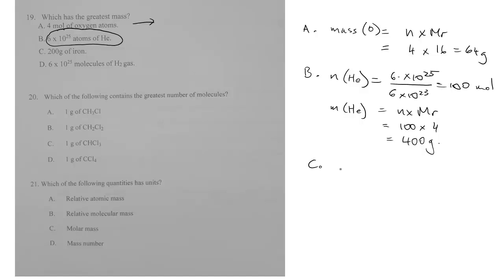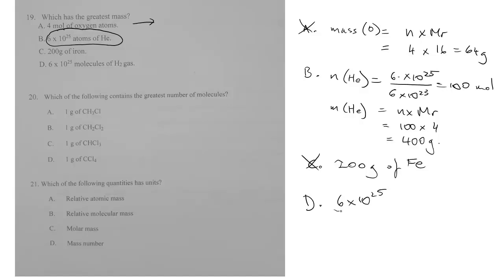Option C, 200 grams of iron. Luckily we don't need to really convert the iron because it's already given its mass. And remember, we're looking for the greatest mass. So far it's not A, it could be B, it's not C. Let's have a look at D. So D is 6 times 10 to the 25 molecules of hydrogen gas.